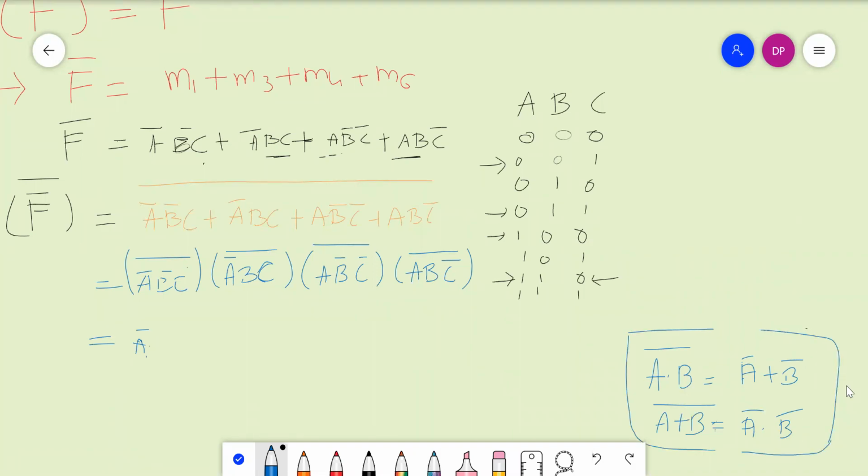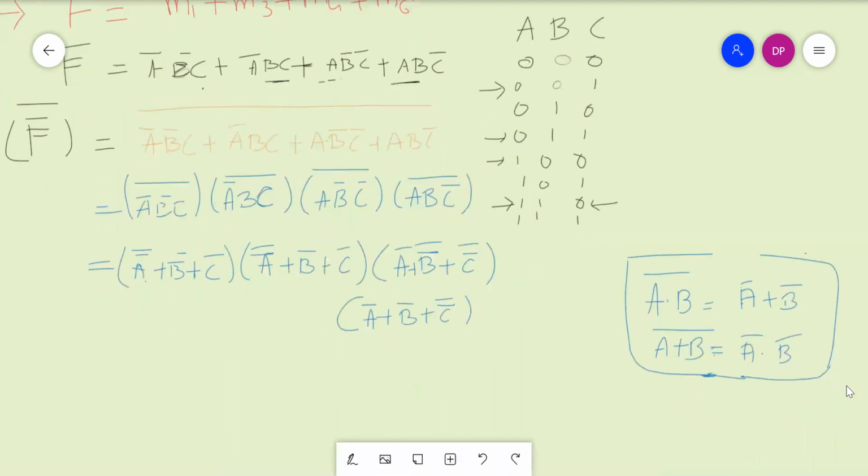A bar complement plus. So here this will be A bar bar plus B bar bar plus C bar. One term. Another dot term is A bar bar plus B bar plus C bar, dot, and here you will get A bar bar plus B bar plus C bar bar.